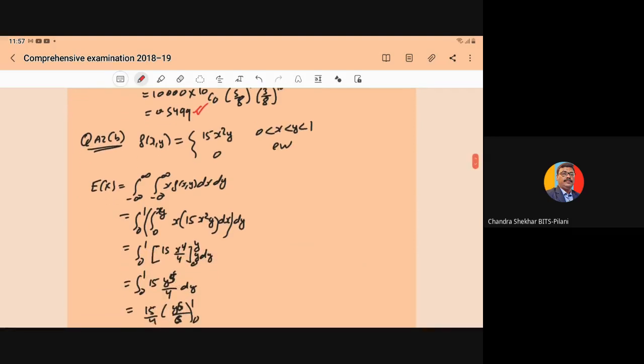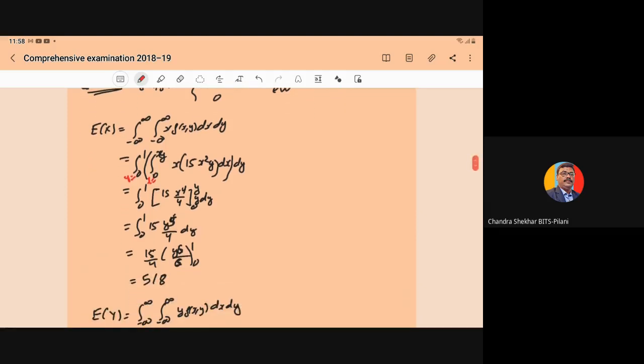So given this is the joint PDF for x comma y, 15x²y for range 0 < x < y < 1. From here we can compute E of x. So E of x will be the integral from minus infinity to infinity, minus infinity to infinity, of x into f(x,y) dx dy. So here we write the range of x and here we have the range of y. So integral 0 to 1 and integral 0 to y of x into 15x²y dx dy.